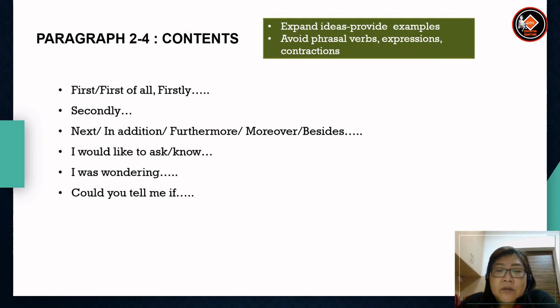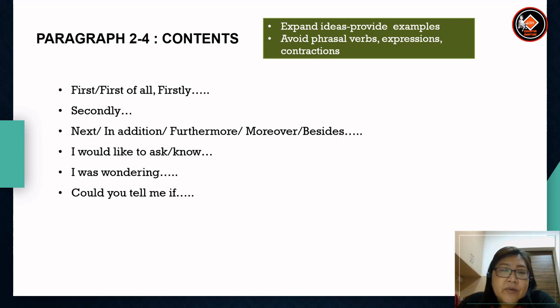And then for the contents, you can write maybe in 2 or 3 paragraphs. So it can be paragraph 2, paragraph 3, and also paragraph 4. So remember here, you have to expand your ideas, and then you have to provide examples. For formal email or letter, please avoid phrasal verbs or expressions, and also contractions. And then remember, in your contents, you're supposed to use all the linking words.